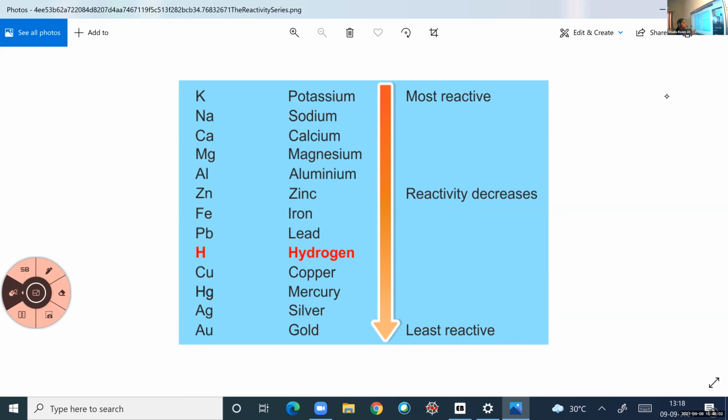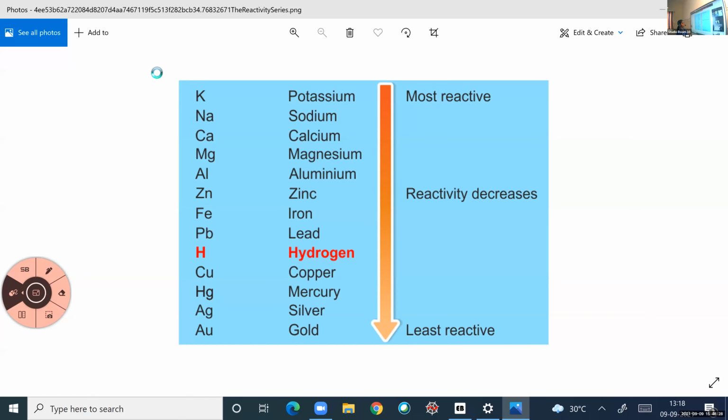And this activity series was developed after the displacement reactions using these metals. From the displacement reactions, we can find out which metals can displace the lesser reactive metals, right? So through this method, we can find out which are highly reactive and which are lesser reactive. So this is the reactivity series.